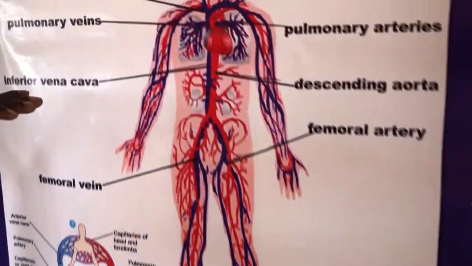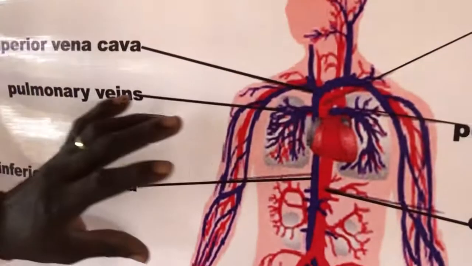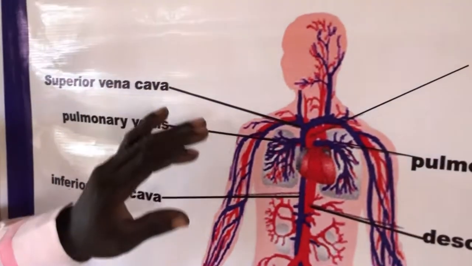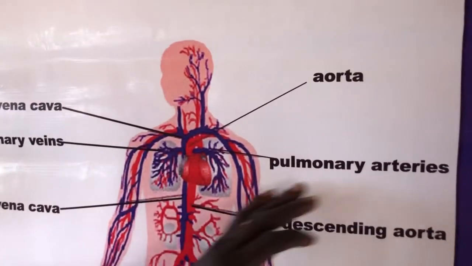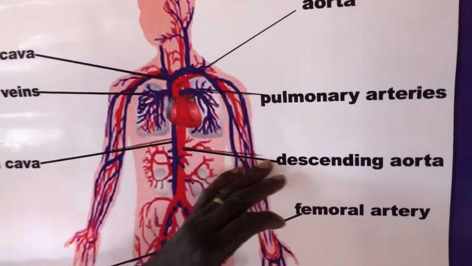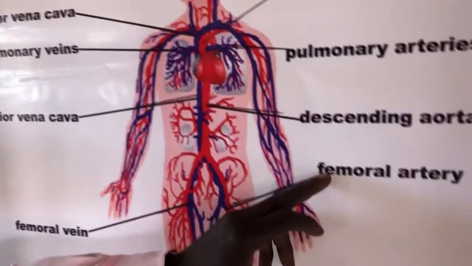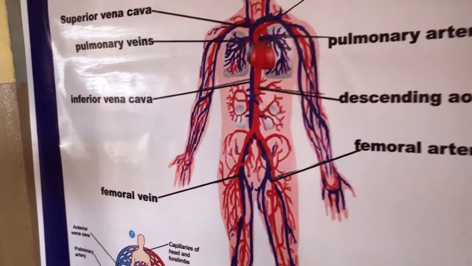We have the pulmonary veins. They are here at the upper part of the human body. We have the superior vena cava here at this region. We have the pulmonary arteries at this side. We also have the descending aorta here, this region. And we have the femoral artery. So in our next meeting, we are going to talk about the functions of this part.